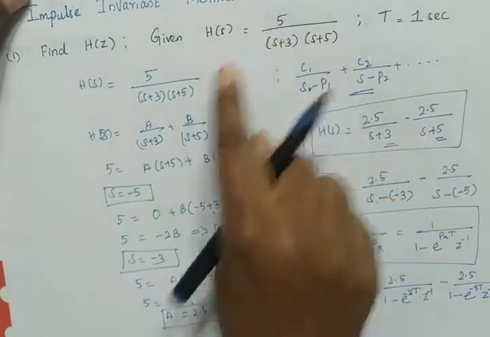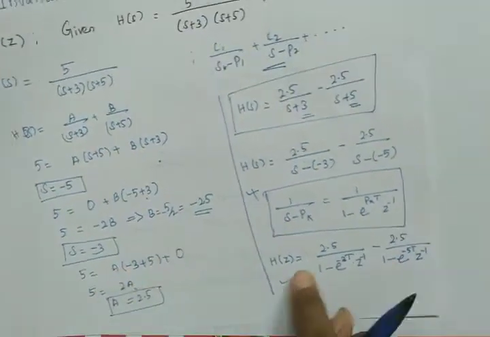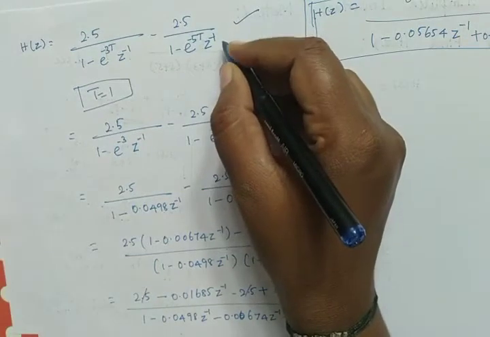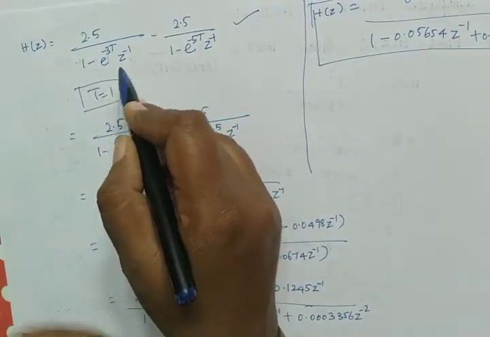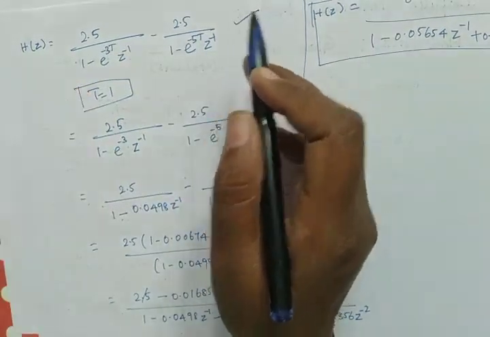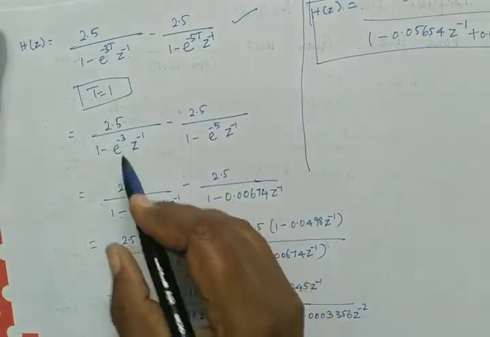So what we have to do is, first we have to write H of s and take the partial fraction and find the answer for A and B. After finding this, this is the general expression, so use this general expression. Now substitute the value of T. If T is equal to 1, we have to substitute 1. If it is 0.1, 0.2, 0.3, 0.4, 0.6, whatever it may be, we have to substitute here the value. Then find the answer, e power minus 3.